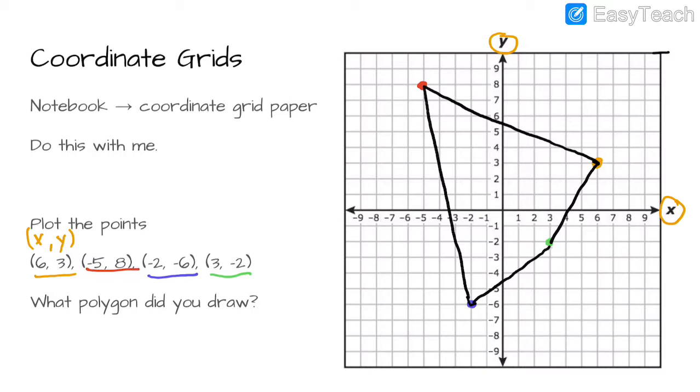All right, and then you will notice that you've drawn a shape or a polygon, and it's one of the polygons that we learned about yesterday. So if you think you know what it is, you can go ahead and write that down here. What polygon did you draw? And if you guessed that we drew a kite, you would be correct.